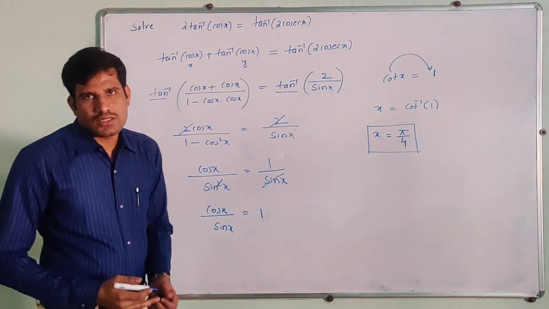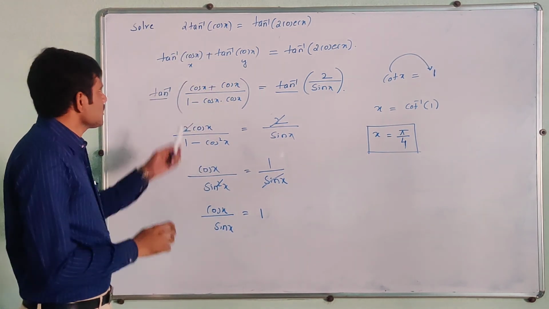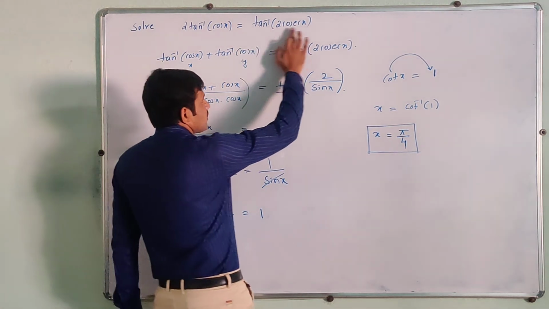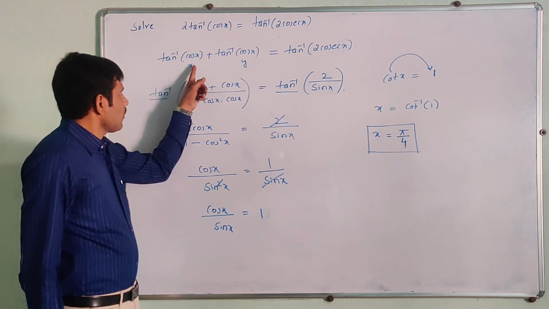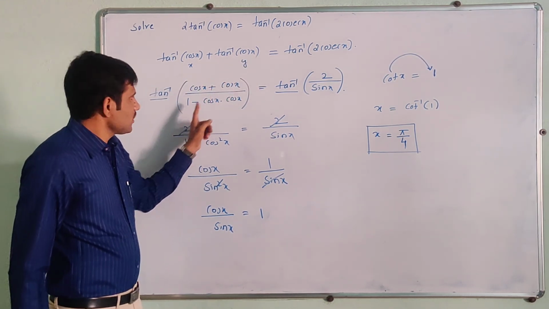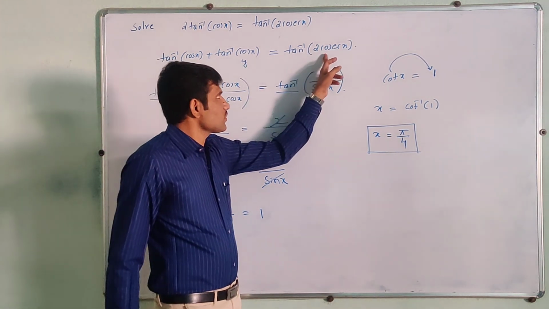Is it clear, friends? See. It is 2 tan inverse of cos x. I can write it as tan inverse of cos x plus tan inverse of cos x, equal to tan inverse of 2 cosec x. So tan inverse of x plus y divided by 1 minus x into y, where x is also cos x, y is also cos x, that is cos x into cos x, is equal to tan inverse of 2 cosec x.